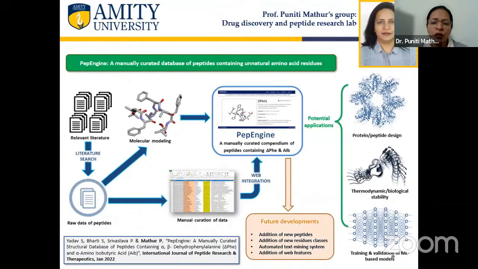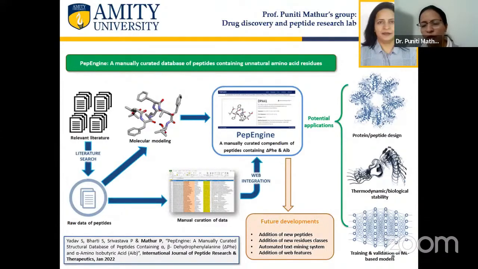So people have been doing a lot of protein engineering. These unnatural amino acids basically are integrated into natural peptide sequences to give them a particular secondary structure. So in that particular field of protein engineering, I think PepEngine can be a really good resource because this is a repository of various secondary structures that have been made by incorporation of unnatural amino acids.